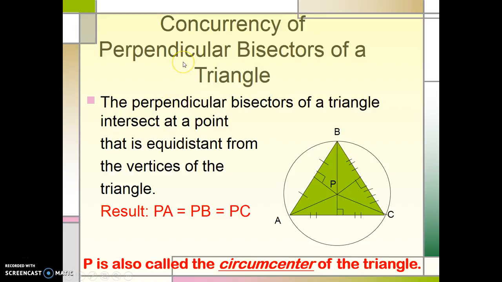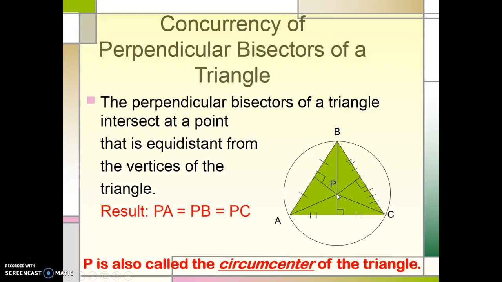Okay, so back to the concurrency of perpendicular bisectors of a triangle. The perpendicular bisectors of a triangle intersect at a point. So first, let's figure out where that point is in our picture. We have point P right here. We're looking at the perpendicular bisectors. On this side, this is a perpendicular bisector. On the bottom, AC, this is a perpendicular bisector, and it extends up. And on this side, AB, this is a perpendicular bisector. Where do those three perpendicular bisectors intersect? Right in the middle there.